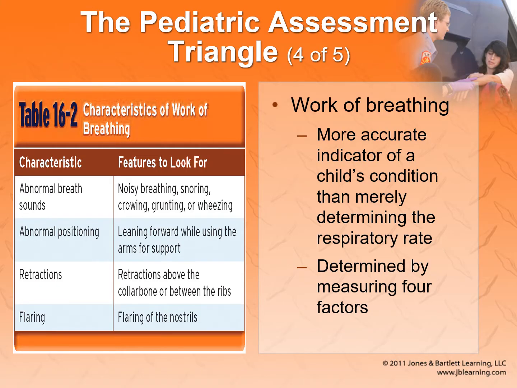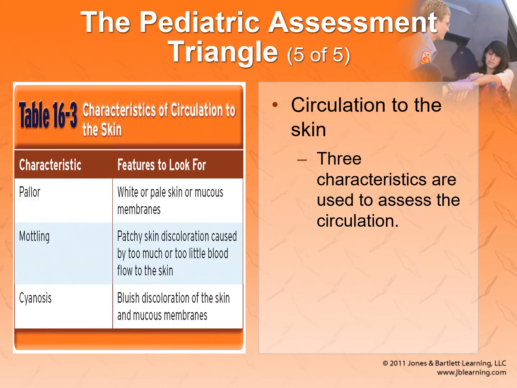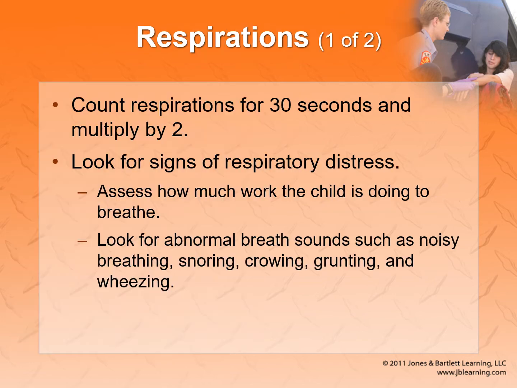The other part of the triangle is work of breathing, which is how much difficulty breathing they have. You can assess that by looking at the things on the left. Do they have abnormal breath sounds? Are they positioned in a weird way? Do they have retractions, like between the collarbones, where the skin is pulling in as they try to breathe? Keep an eye on those. Last is the skin. What's the color? Is it mottled? Is it gray? Is it blue? Just remember the three components of the PAT.